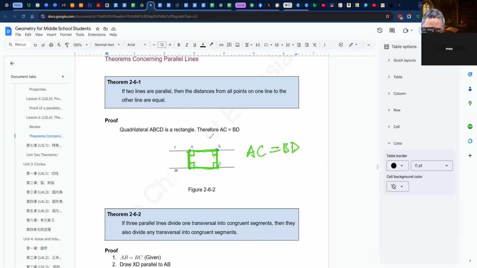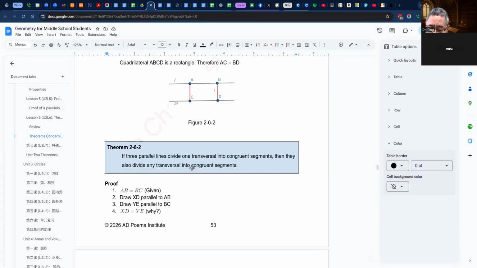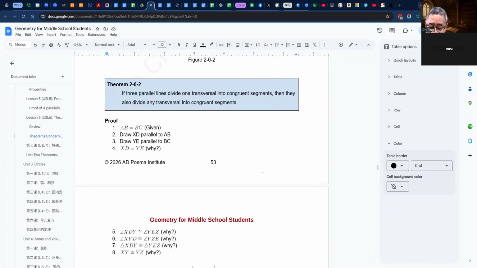So that means no matter where you find the distance between the two, they're always congruent, always the same length. Good? Yeah, very good. So now we're going to look at the other problem also. We're doing some practice on how to prove things.